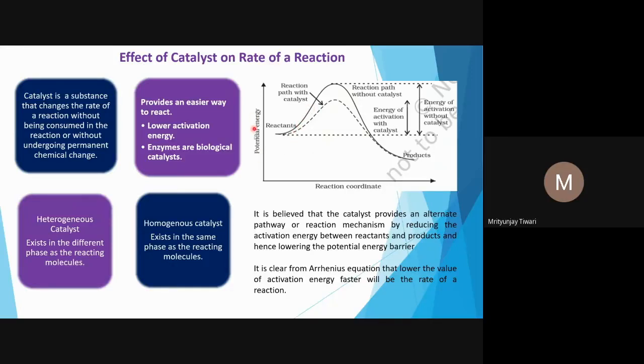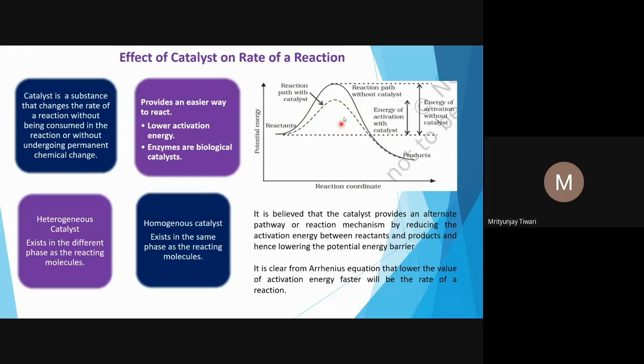So what happens if you draw a graph between potential energy and the reaction coordinate, similar to the graph we have seen earlier for temperature? This is the reaction pathway without catalyst. These are the reactants, and suppose they follow this pathway to get converted into the product. Once you use the catalyst, it follows another pathway, and this pathway has lower activation energy. This much energy between the activated complex and the energy of the reactant is called the activation energy.